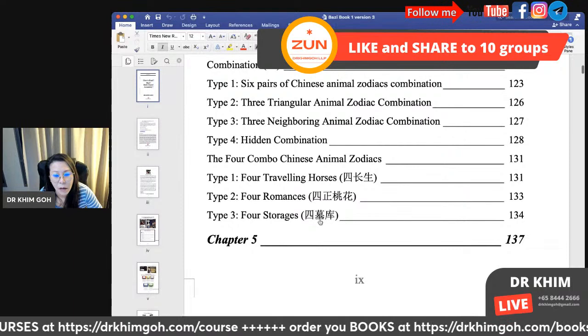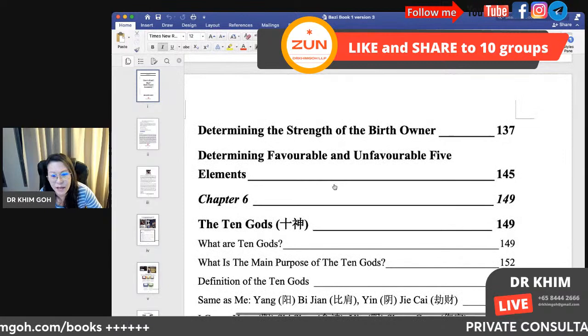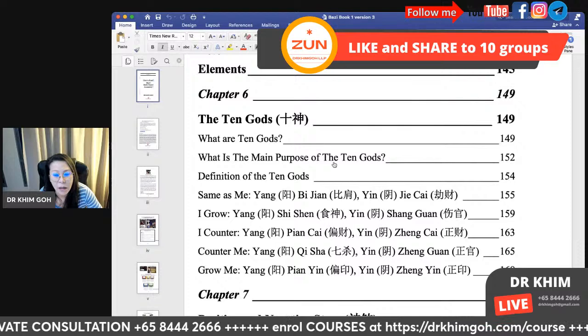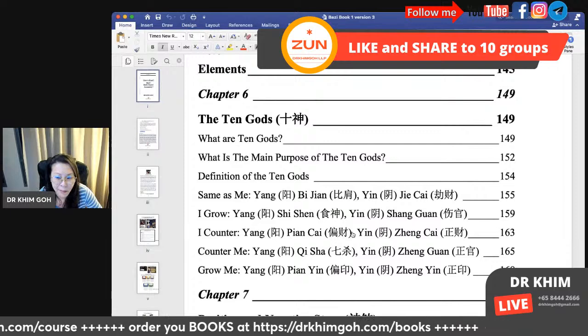Then talk about how you determine the strengths. Talk about favorable, unfavorable. How do you assess it? Talk about 10 gods, and what are the main purpose of it? Some part of it do not complete, because this one will need another whole big thick book about it. But sort of can help you.